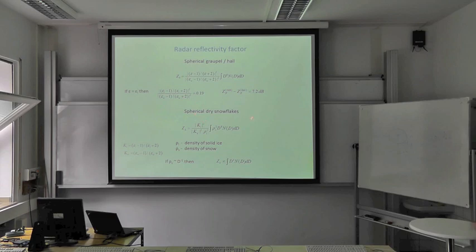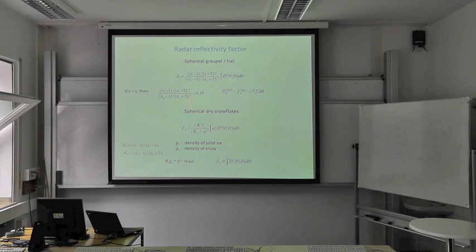If you are talking about spherical dry snowflakes, again, from the formulas that can be found in the second lecture, we can arrive at this expression for radar reflectivity. It's a bit more complicated here, and the reason is that you cannot take this epsilon out of the integration. Here we also have a density factor, the density of snow, which is a function of size. That's why we cannot take it out of the integral.